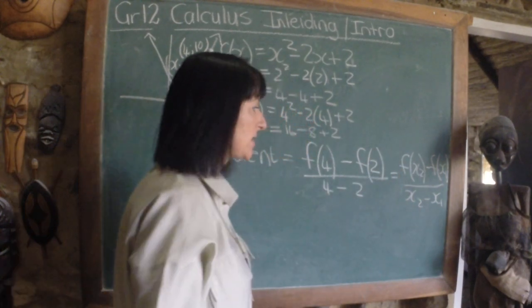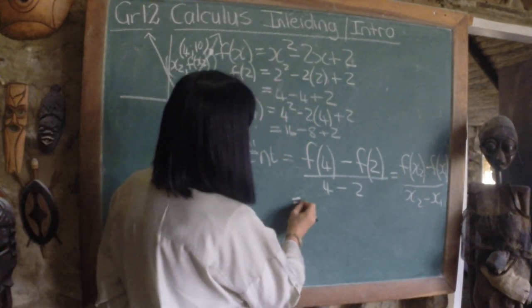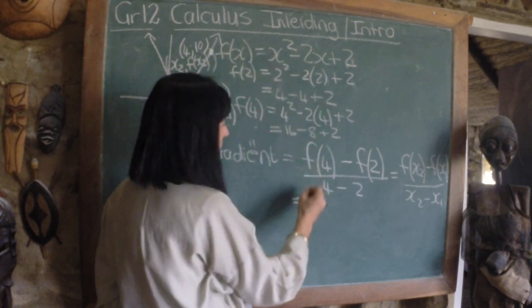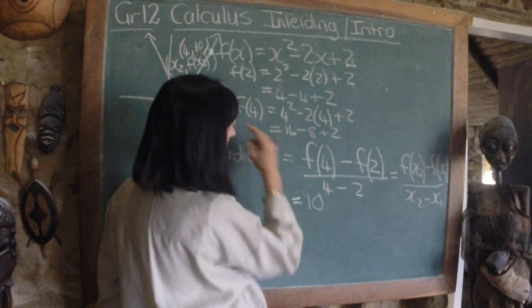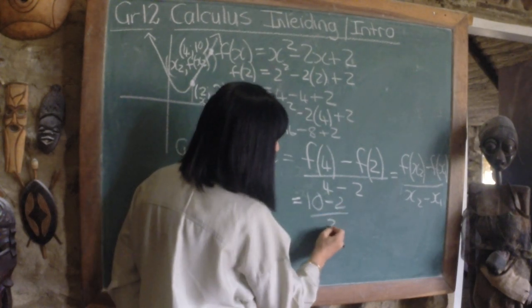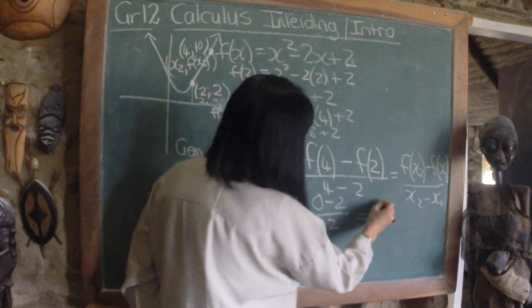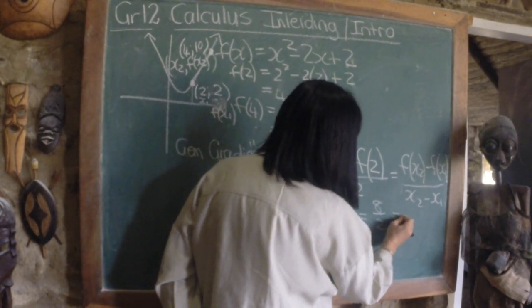Very important that you understand that. So, I've calculated now f of 4, that gives me 10. So, I've got 10 minus 2 on 2, and then I get 8 on 2, and that gives me 4.